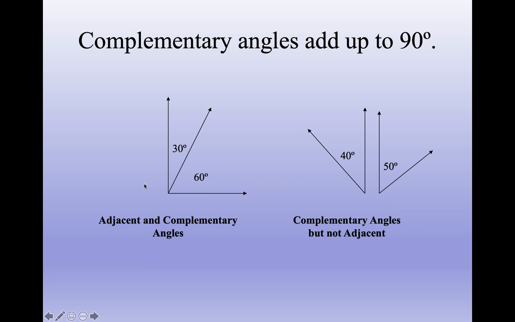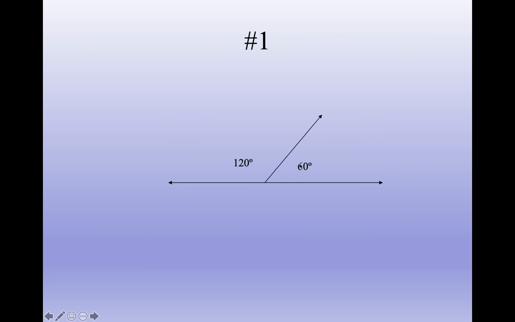Complementary angles are two angles that when you add those together, they equal 90 degrees. So here I have a 30 degree and a 60 degree, that equals 90. These are also adjacent because they're sharing this ray here in the middle. Here we have two separate angles, but when we add those together, we get 90 degrees. Because they are separate, they are not adjacent, but they are complementary angles.